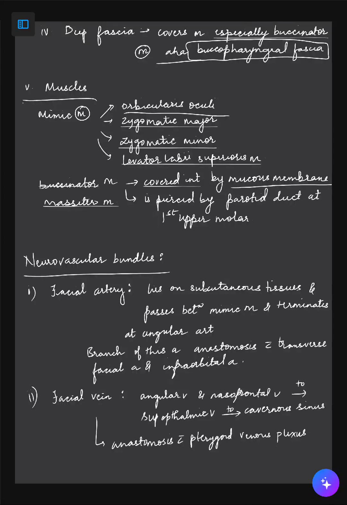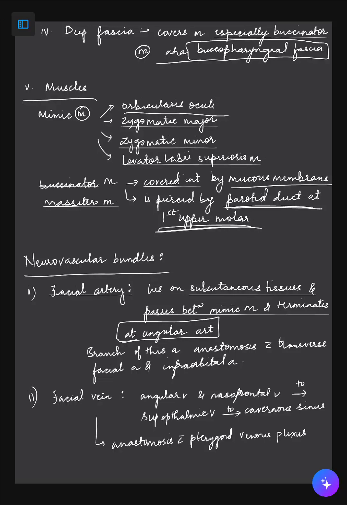Now this buccinator muscle is pierced by the parotid duct at the first upper molar. When we study the parotid gland, I will tell you more about it. Now, the neurovascular bundles of this cheek region: the facial artery. Where does this facial artery lie? In the subcutaneous tissue, and it passes between the mimic muscles and terminates as the angular artery.